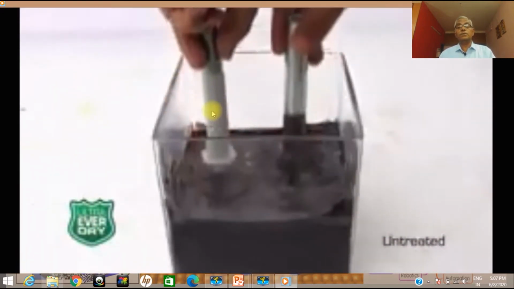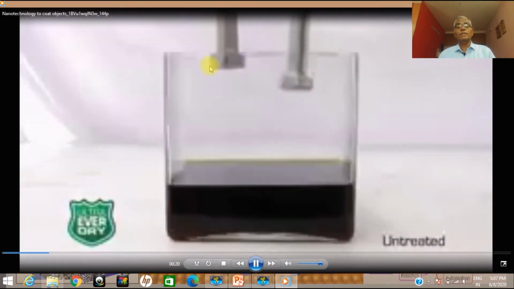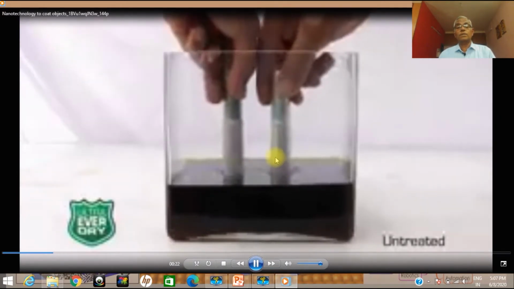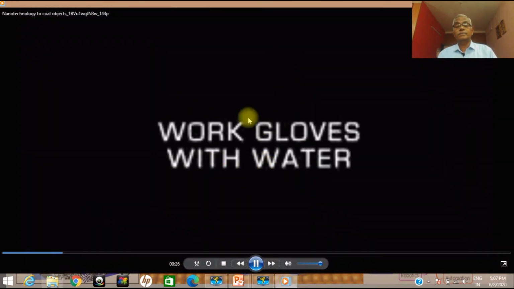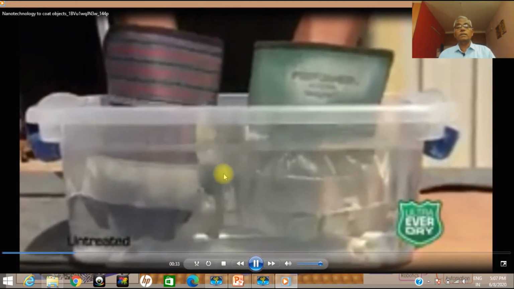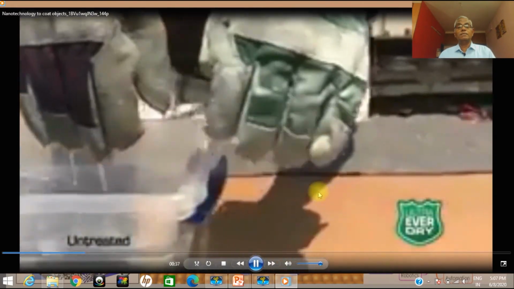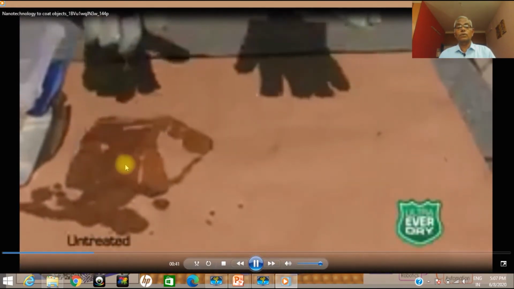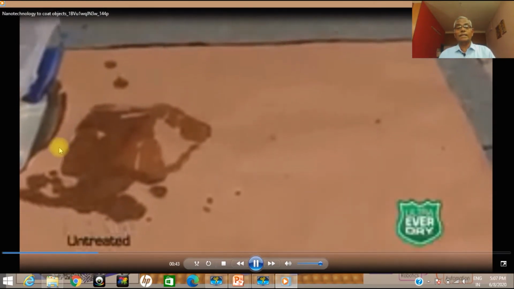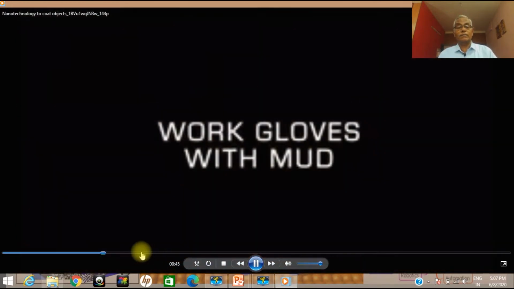As you can see, there are two screws. One is coated with nano paint and the other one is not coated. You can see the oil sticking to it. Even work gloves with the water. One is coated with the nano powder and the other one is not coated, so we can easily differentiate between the two kinds of gloves. This one is untreated, and the other one is the treated one.